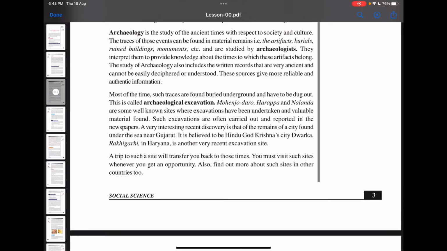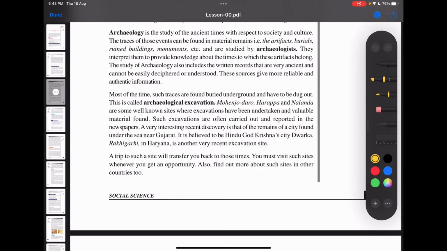Most of the time, such traces are found buried underground and have to be dug out. This is called archaeological excavation. Mohenjo-daro, Harappa, and Nalanda are some of the well-known sites where excavations have been undertaken and valuable materials found. Such excavations are often carried out and reported in the newspaper.